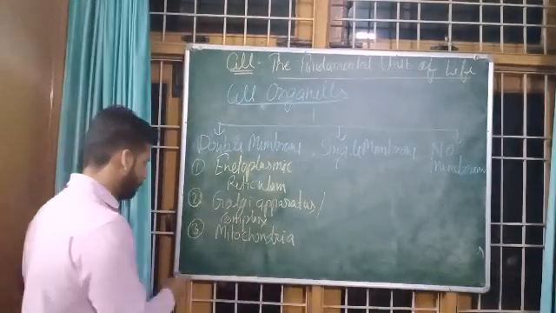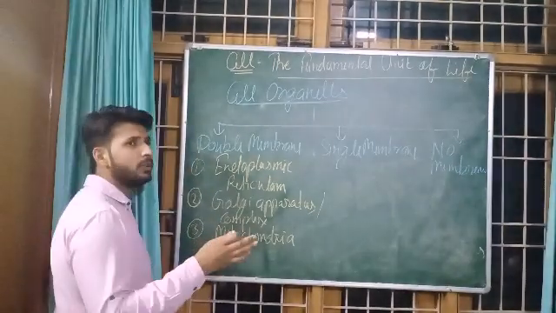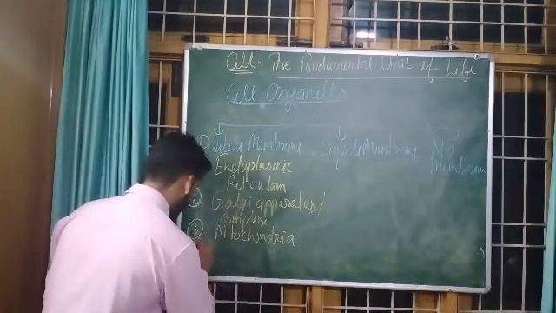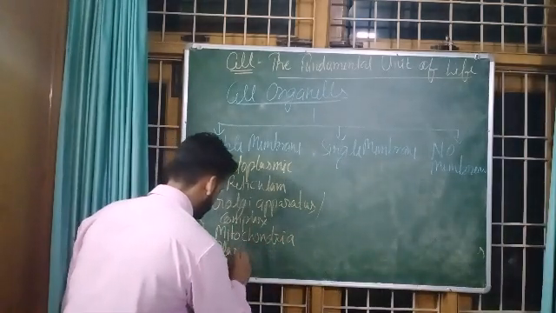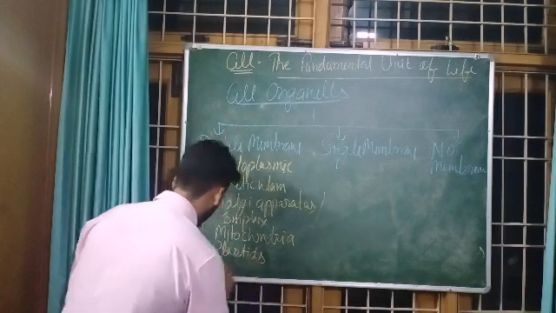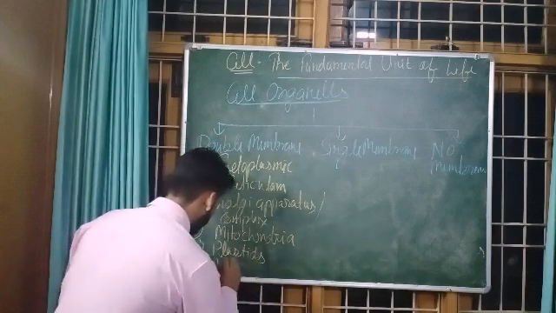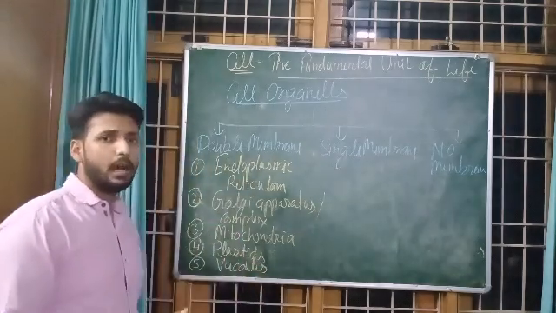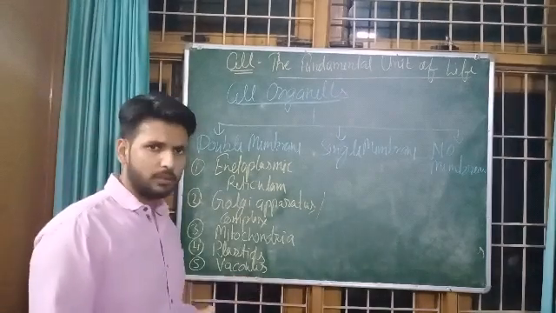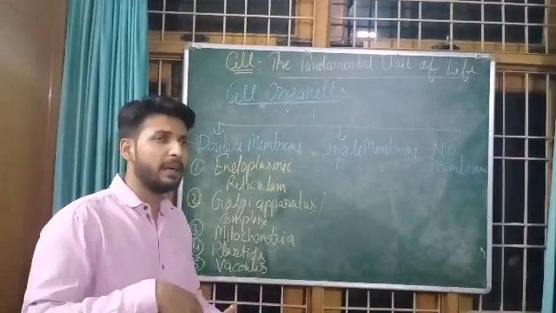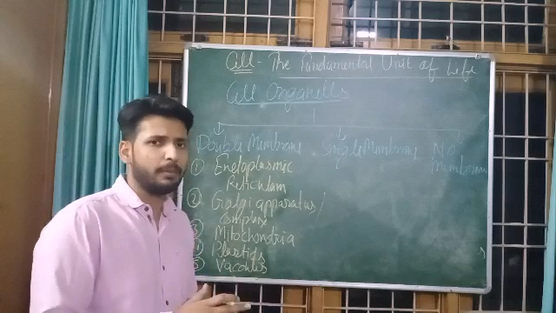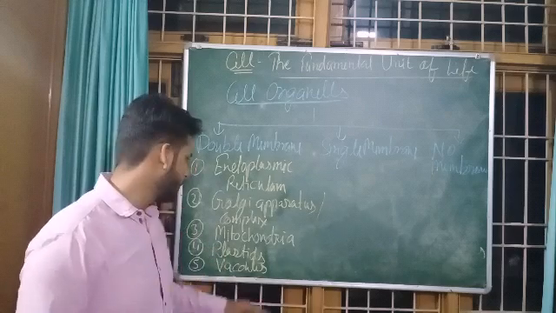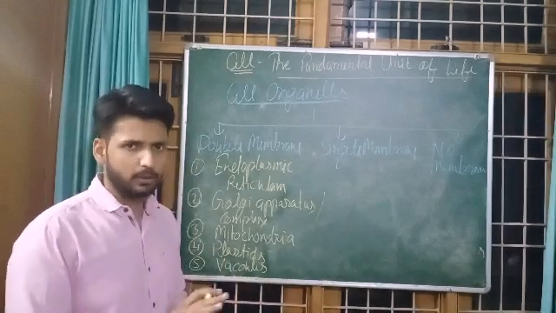Next is plastids. These are found only in plant cells. And next is vacuoles. These are usually found in plant cells. These are found in animal cells also, but they might be absent and might be present also. If they are present, they are very small in size. Vacuoles in animal cells. Got it?